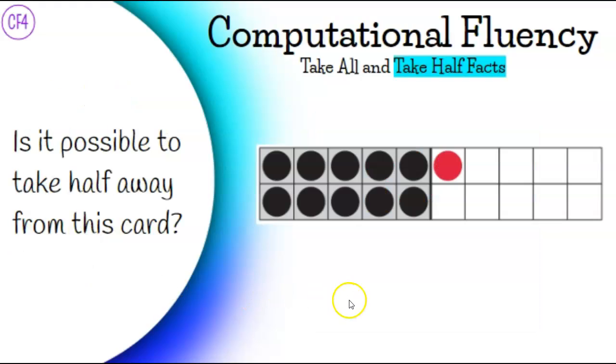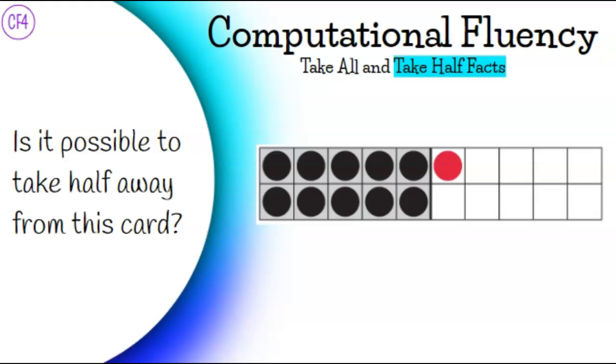Take a look at this. Is it even possible to take away half from this card? So I have 11. Could I take away half? I definitely couldn't. So this is an example of why take half facts are always going to be even numbers. They never will work with an odd number.